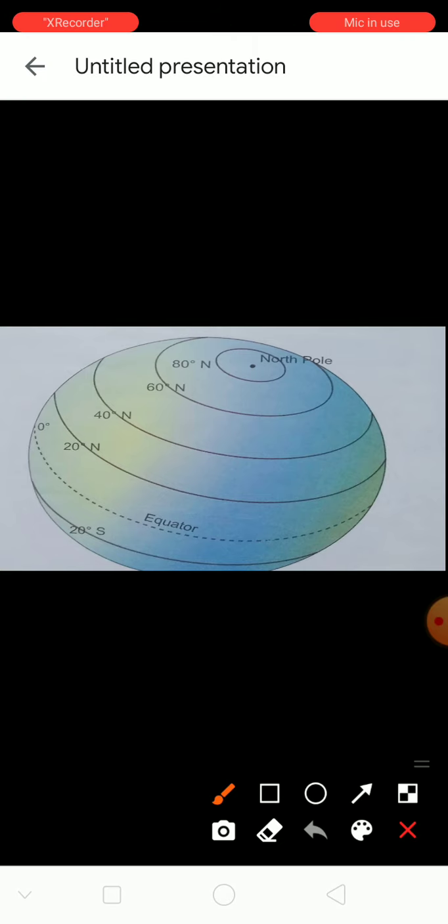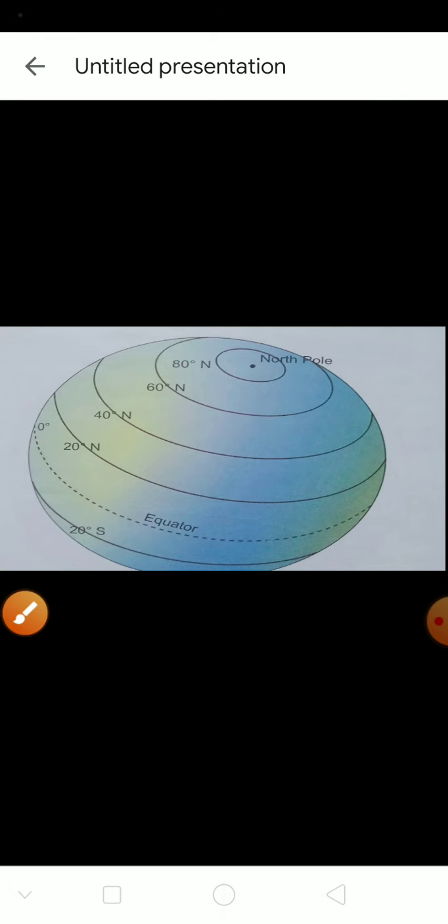See here, the equator represents 0 degree. It is the equator. Equator is 0 degree, while the North Pole and the South Pole are 90 degrees. So North Pole and South Pole, how much do they have? 90 degrees.